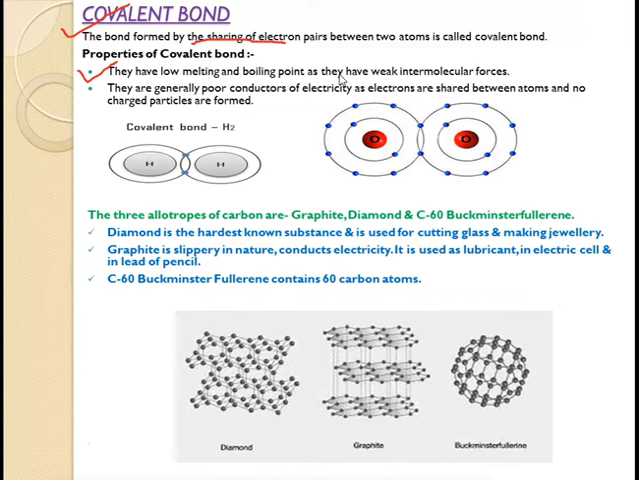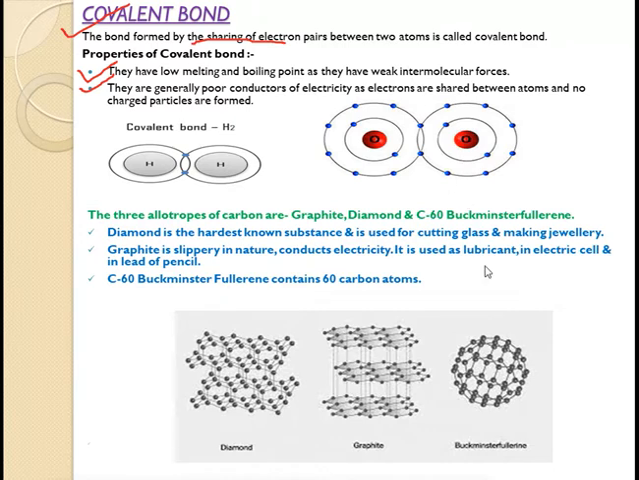Next, they are poor conductors of electricity, meaning they cannot conduct electricity. Why? As electrons are shared between atoms and no charged particles are formed. See, in covalent bond what happens? Electrons are shared between two atoms, and no charged particles, meaning positively or negatively charged particles, are formed in case of covalent bond. That's why they are poor conductors of electricity. They cannot conduct electricity.